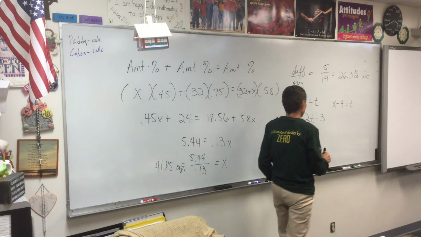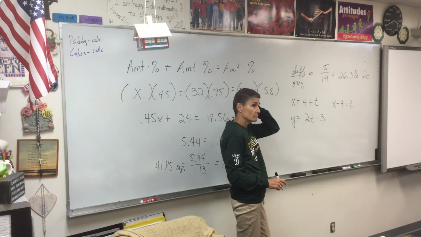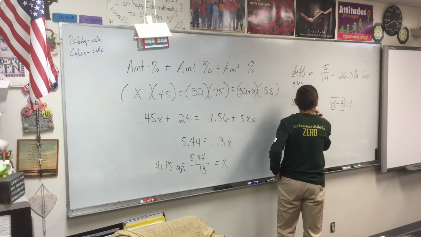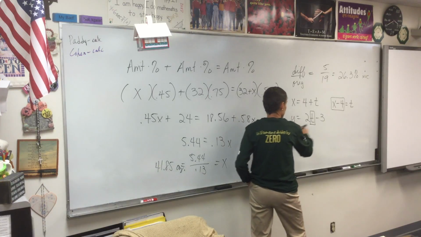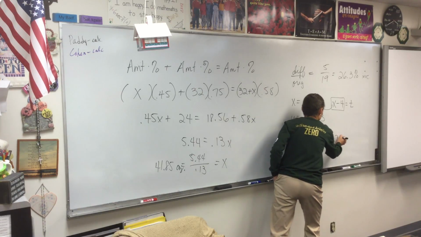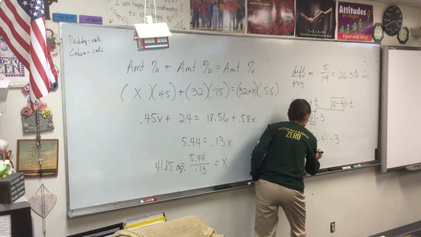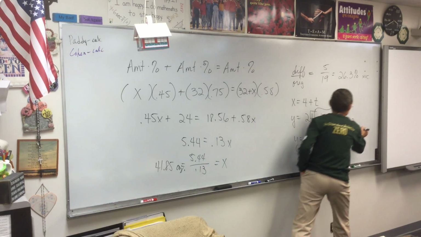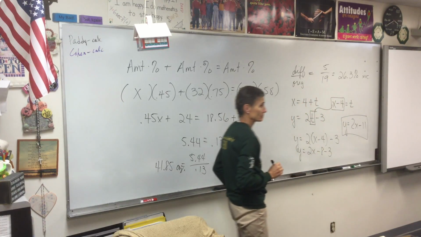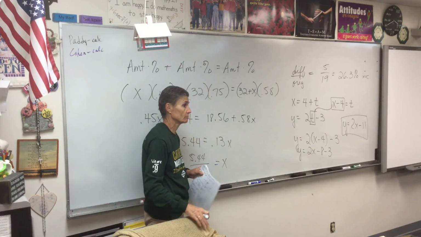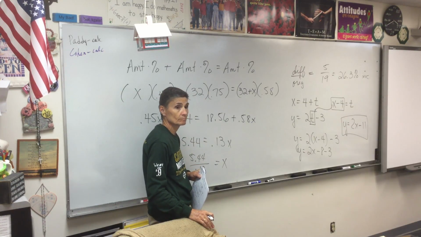Now, once we have t alone, all right, now what? Plug it in. That's the easiest option, I think. Not the only option, but you can plug it in right here. So what will this equation say if I plug this in right here? Y equals 2 times x minus 4 minus 3. So y equals 2x minus 8 minus 3. Or y equals 2x minus 11. Okay?